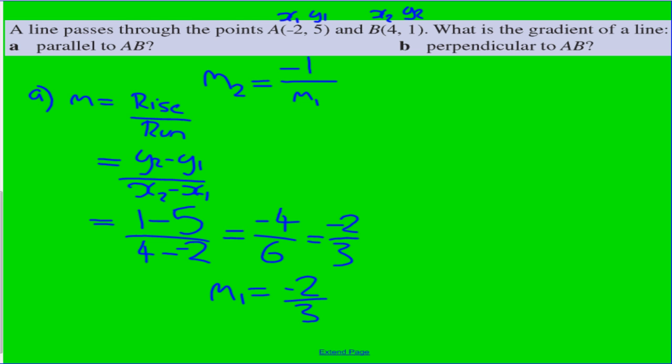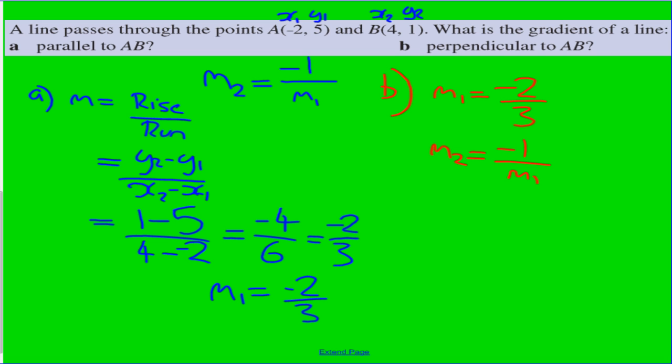So down here, gradient is equal to -2/3. Okay, the second part of the question said you need to calculate the gradient perpendicular to AB. So in this example, we can say that the gradient AB, which is equal to M1, is, we just worked it out, -2/3. We want one that's perpendicular to that. We want M2, where M2 is equal to -1 divided by our first gradient.